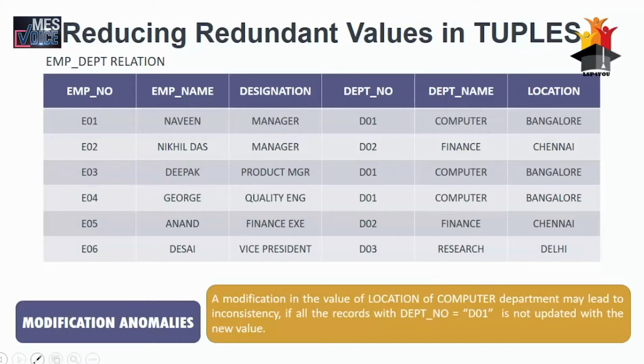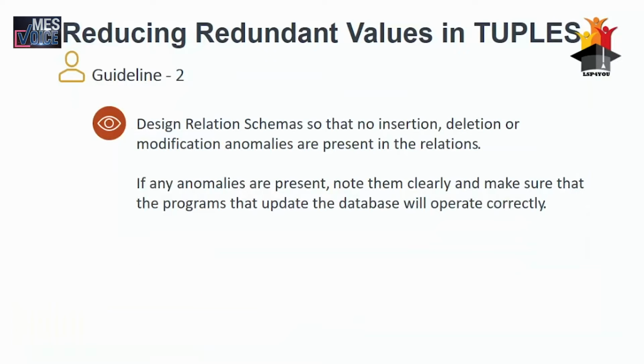Modification anomaly. If the location of the computer department has changed, then the location of that particular department has to be changed wherever the department ID is D01. This may cause inconsistency if the change has not taken place in all relevant tuples. This is modification anomalies. Let's see the guideline 2.